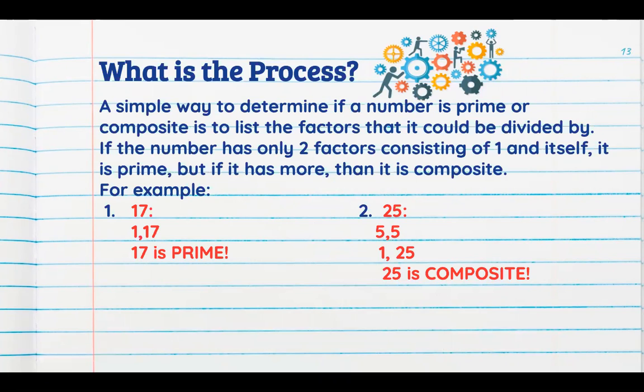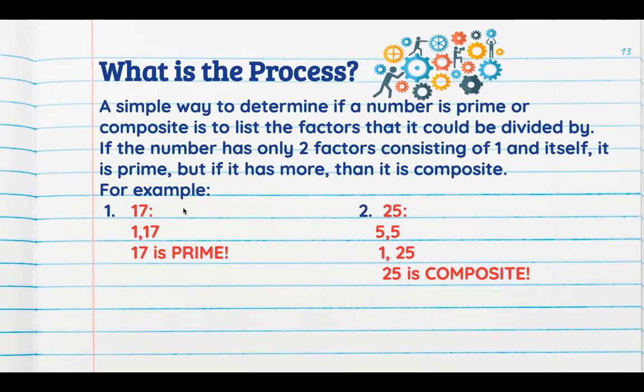So you may be confused with the process to know whether a number is prime or composite. Well, a simple way to determine if a number is prime or composite is to list all the factors that it can be divided by. If the number only has two factors, which are 1 and itself, it is prime, but if it has more factors, then it is composite.